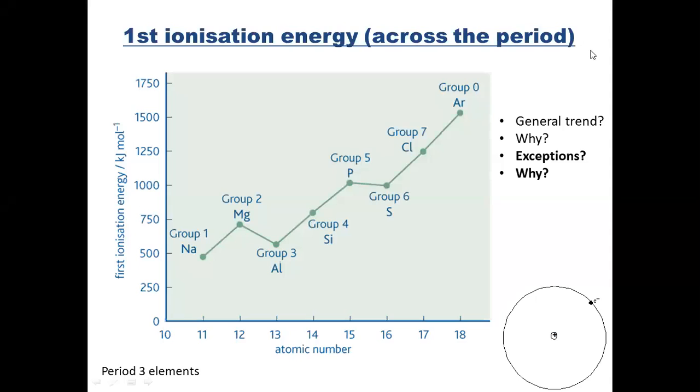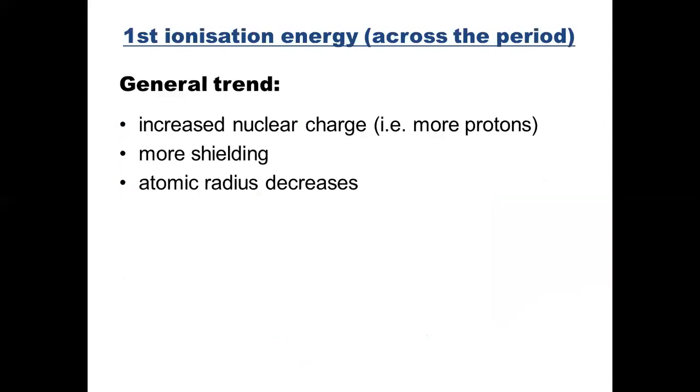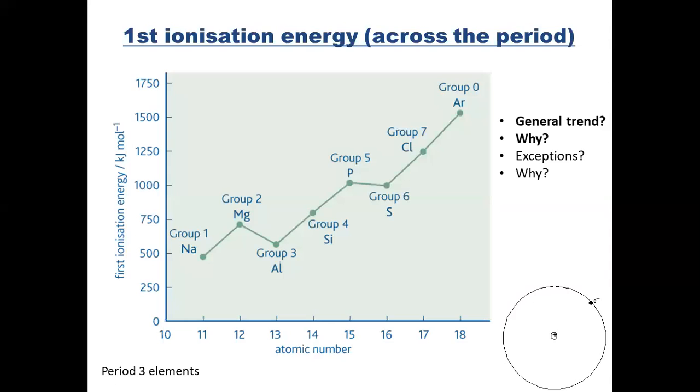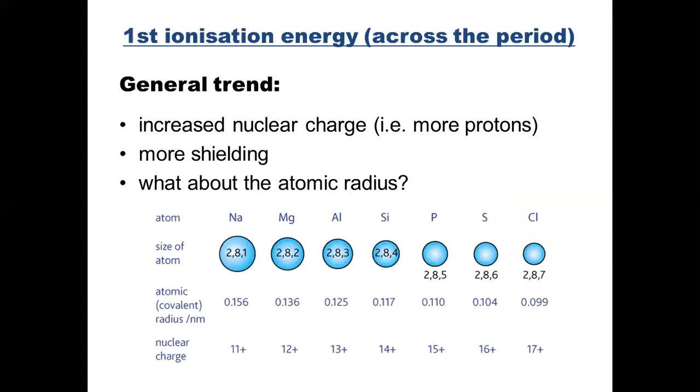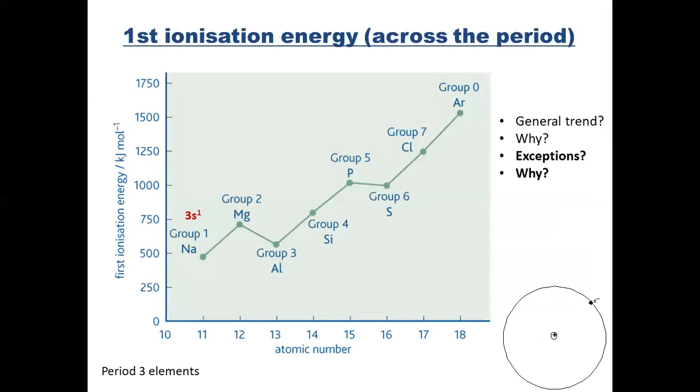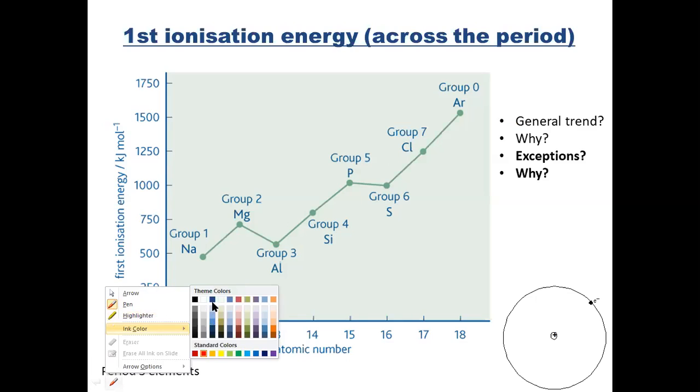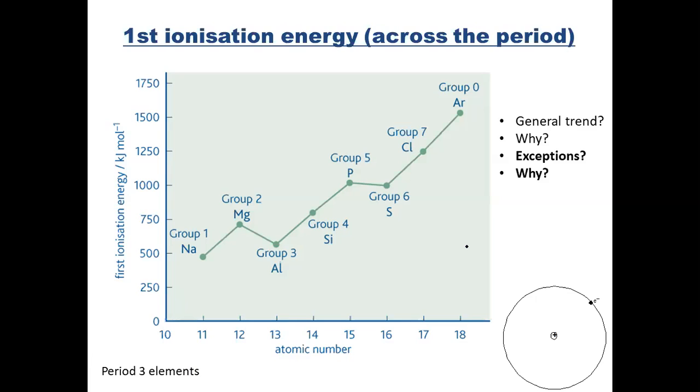Now we're going to have a look at the exceptions to the trend. So we had a look at the general trend, and now we're going to have a look at the exceptions. To look at the exceptions, we need to look at how electrons are laid out in subshells. So we're not just looking at the main energy levels, but subshells. So let's have a look.